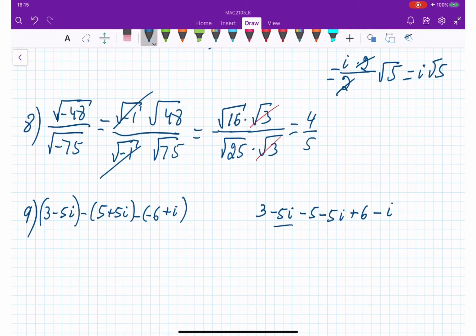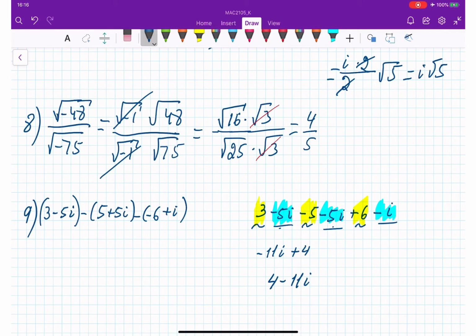Okay, so let's combine like terms: negative 5i, negative 5i, negative i, positive 3, negative 5, positive 6. All right, so we get the following. Negative 5i, negative 5i is negative 10i, and negative i gives negative 11i. Okay, now let's take the other ones. 3 minus 5 is going to be negative 2. Negative 2 plus 6 is going to be positive 4. So negative 11i plus 4. Or the format we usually write, we just put vice versa: 4 minus 11i. Okay?